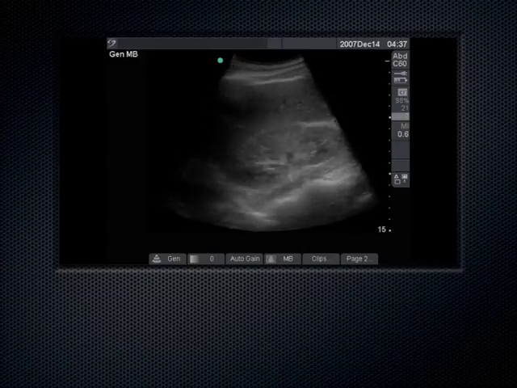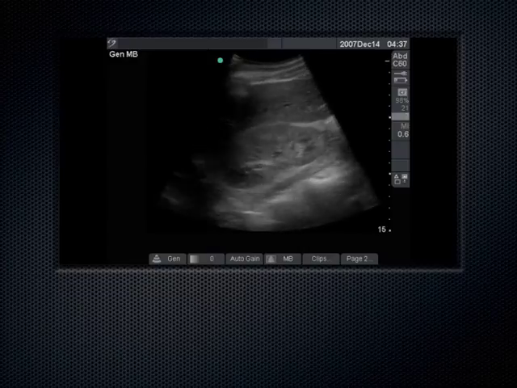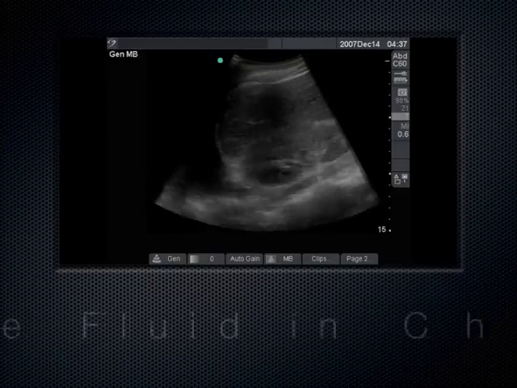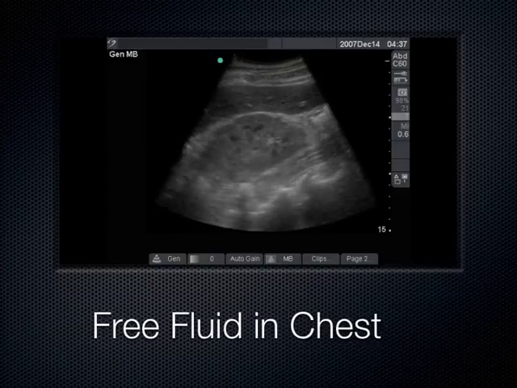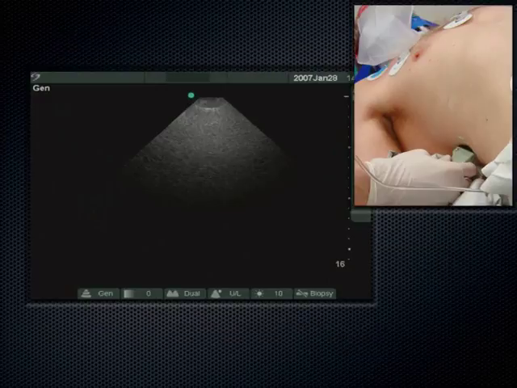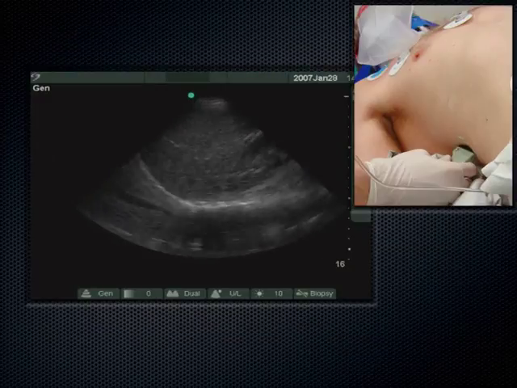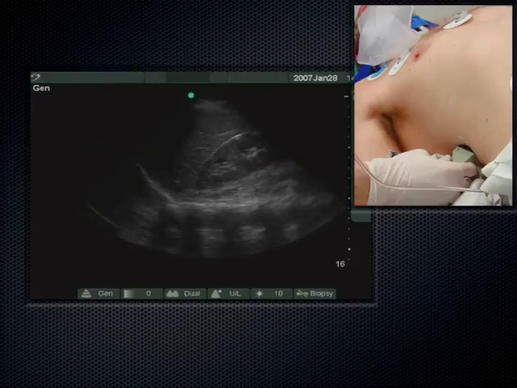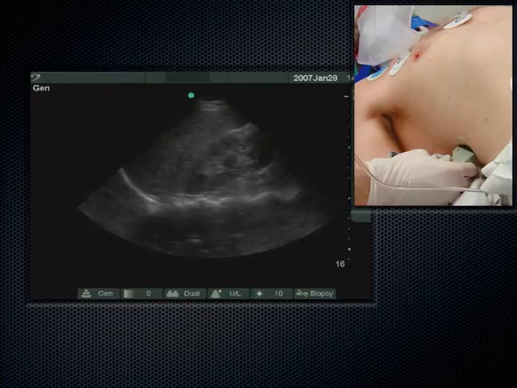By contrast, if you don't have fluid there, what happens to the air is it comes down through the liver, bounces off the diaphragm, reverberates a little bit, comes back to the probe, and the probe interprets that there's liver deeper than there is. So it looks like you have a liver on the other side of the diaphragm, or on the other side it could be the spleen. So this is what we call the mirror sign.